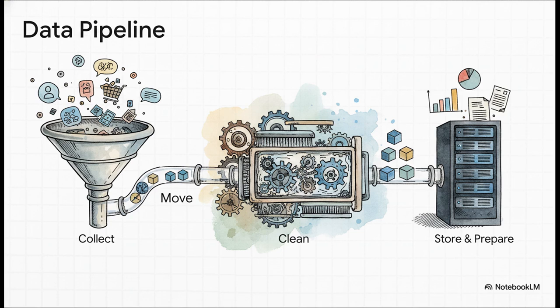So yeah, a pipeline is way more than just a simple pipe, right? It's got a bunch of really important jobs. It has to collect the data from all over the place, it has to move it securely, it has to clean it up by fixing any errors, and then finally it stores it and prepares it so it's ready to be used. It's a very active, multi-step process.